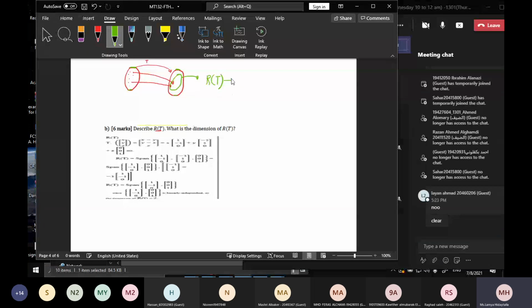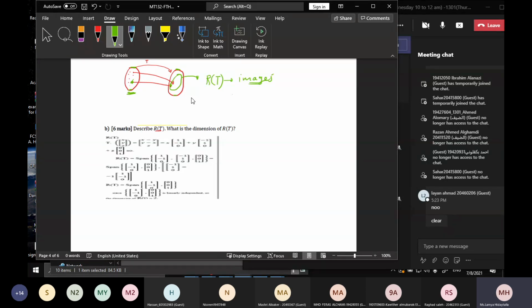That means it is the set of what? The set of all the images. For which set? For this set. We always call them images. When you act on one and then you get one here, the one you're getting, we call it an image. So we need the set of all images.